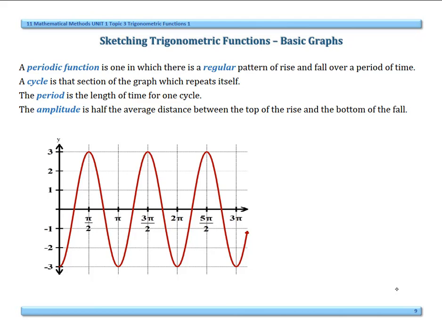A cycle is that section of the graph which repeats itself. The period is the length of time for one cycle. The amplitude is half the average distance between the top of the rise and the bottom of the fall.